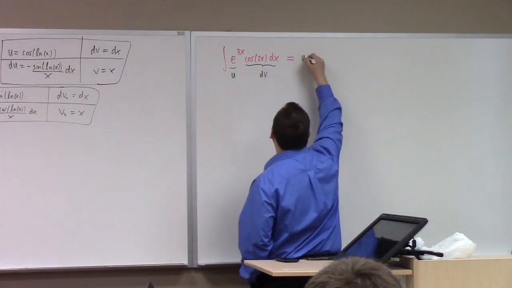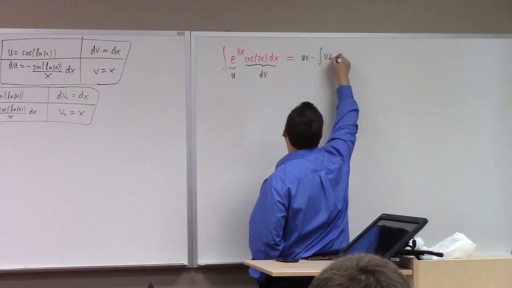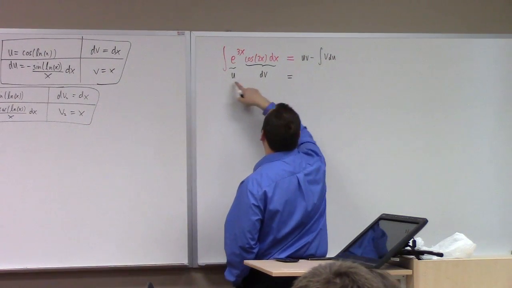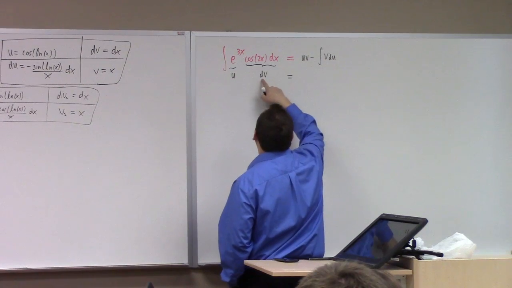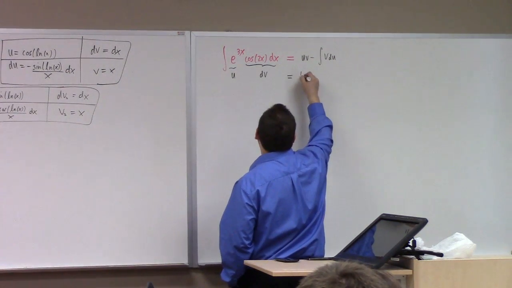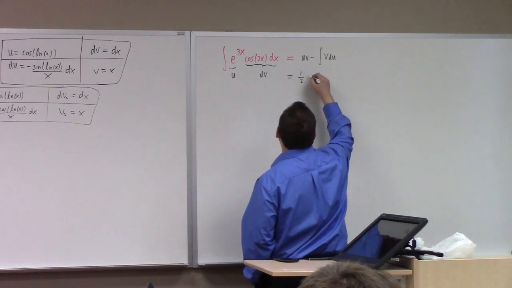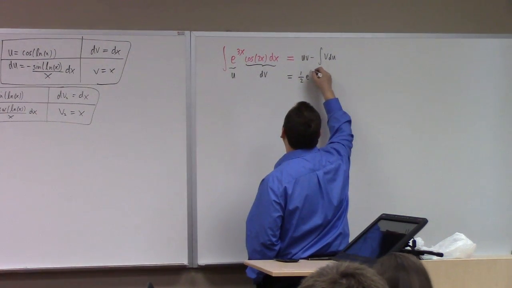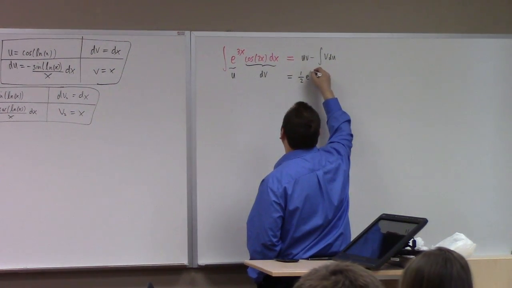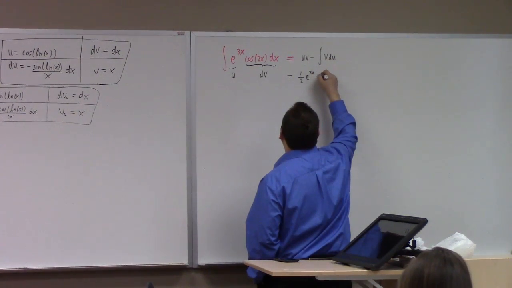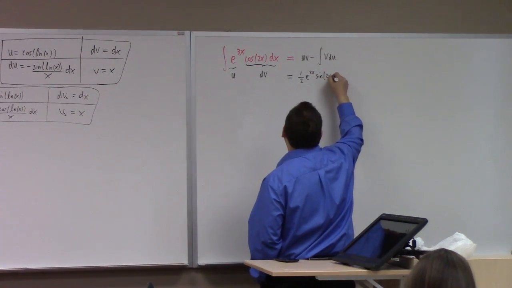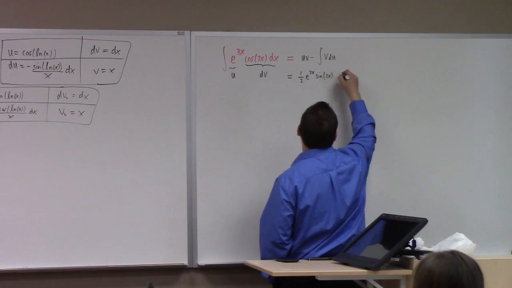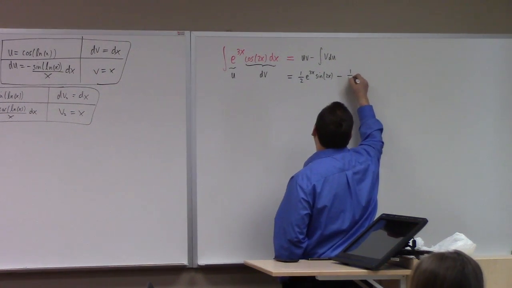So we've got uv minus the integral of v du, right? In particular, if this is u, the thing is dv has got a 1/2 in it, is when we integrate cosine of 2x dx, we get 1/2 sine of 2x, right? All right. So that 1/2 is also over here.